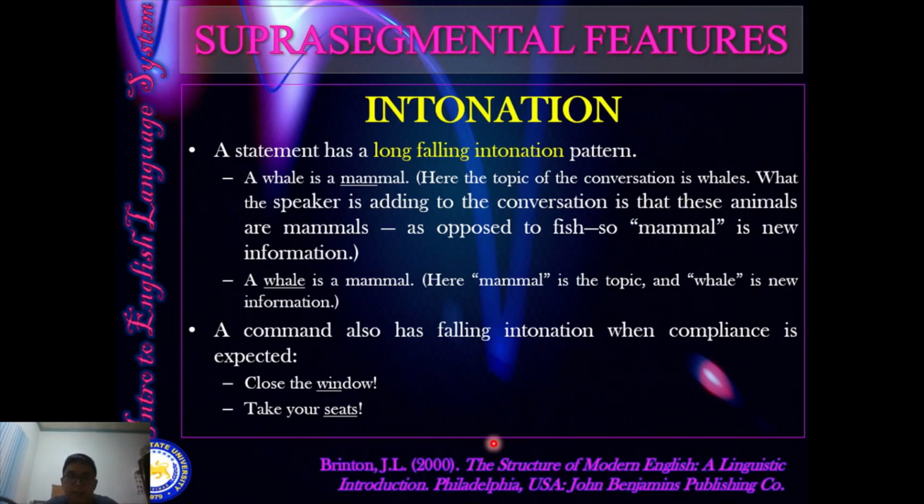A whale is a mammal. Here, mammal is the topic and whale is new information. So basically, it's about how you focus words in your sentence. A whale is a mammal. You focus that it's a mammal. A whale is a mammal. So your focus there now is that whale is a mammal. It's new information. It's also in the command, which also has falling intonation when compliance is suspected.